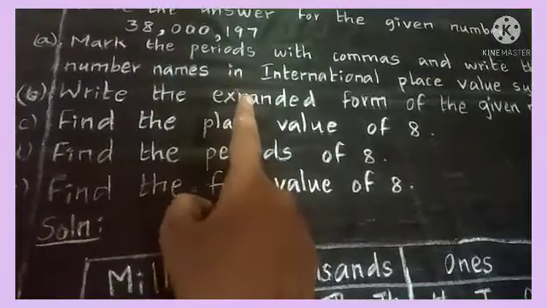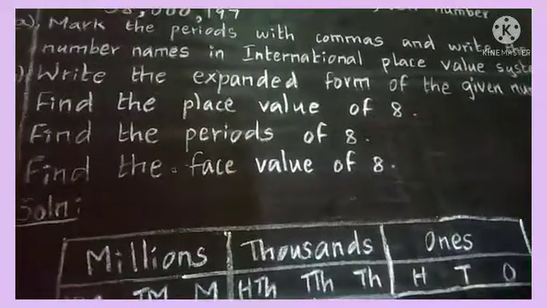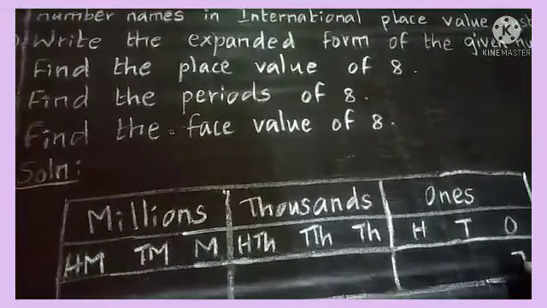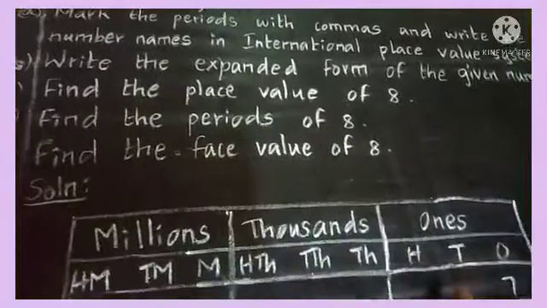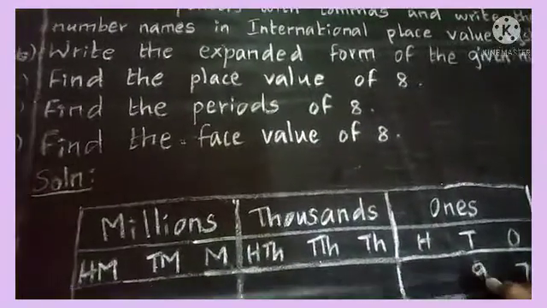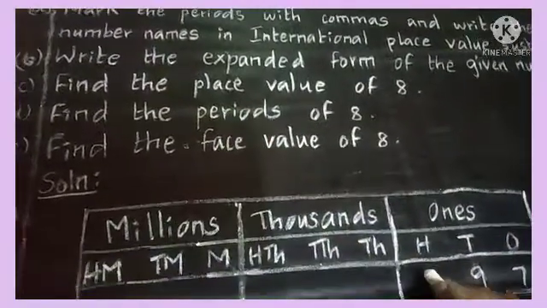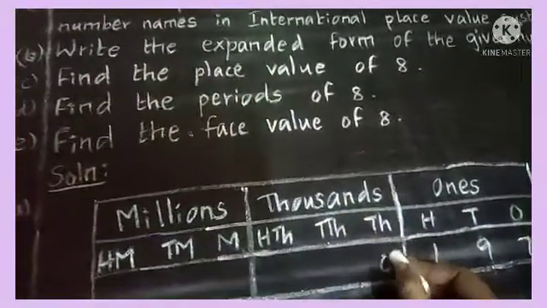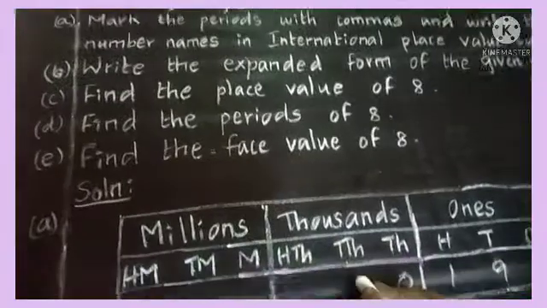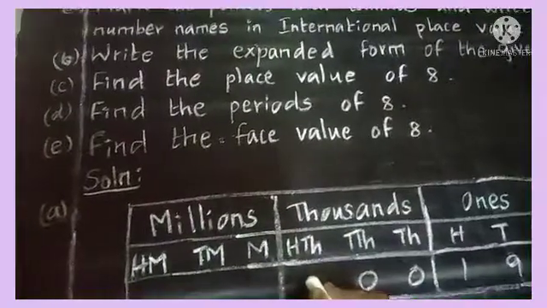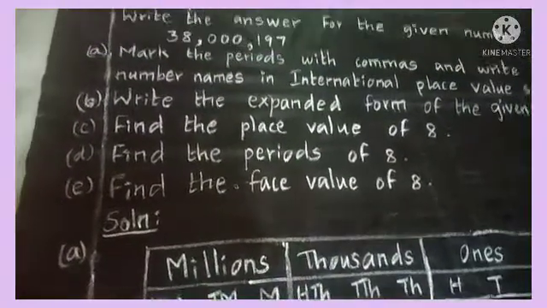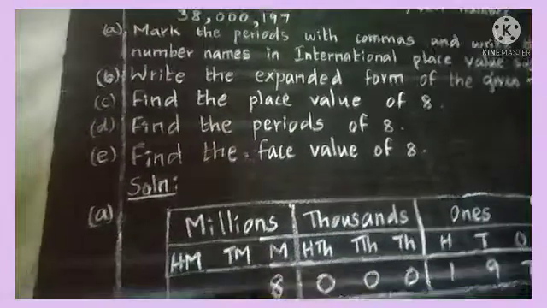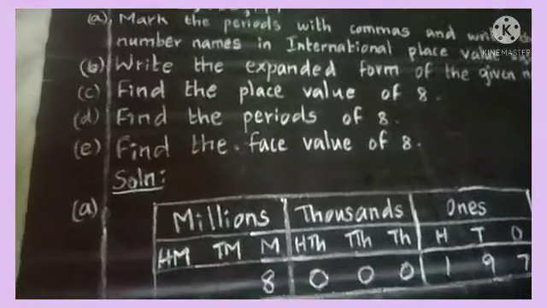Write 7 in ones place. Then write 9 in tens place. Then write 1 in hundreds place. Then write 0 in thousand place. Then again write 0 in 10,000 place. Write 0 in 100,000 place. Then write 8 in million and 3 in 10 million.